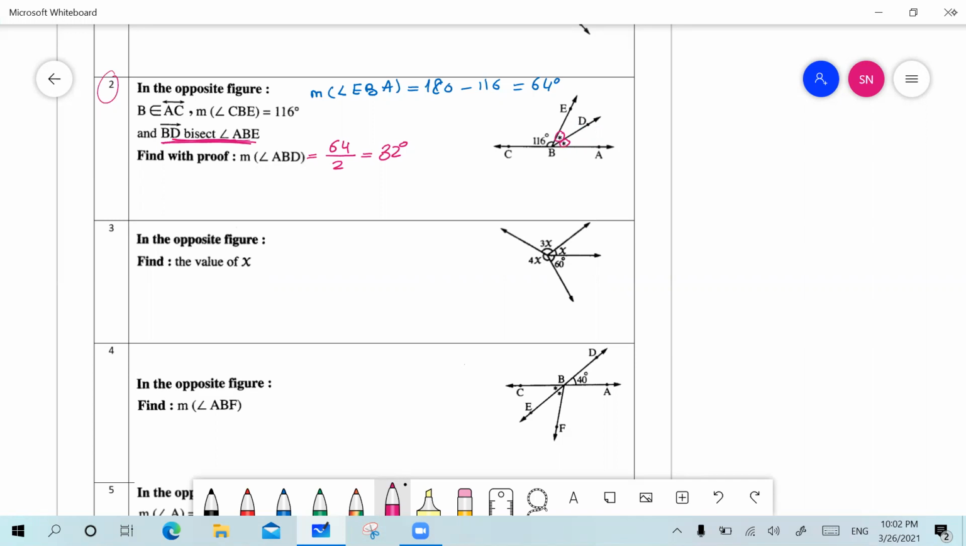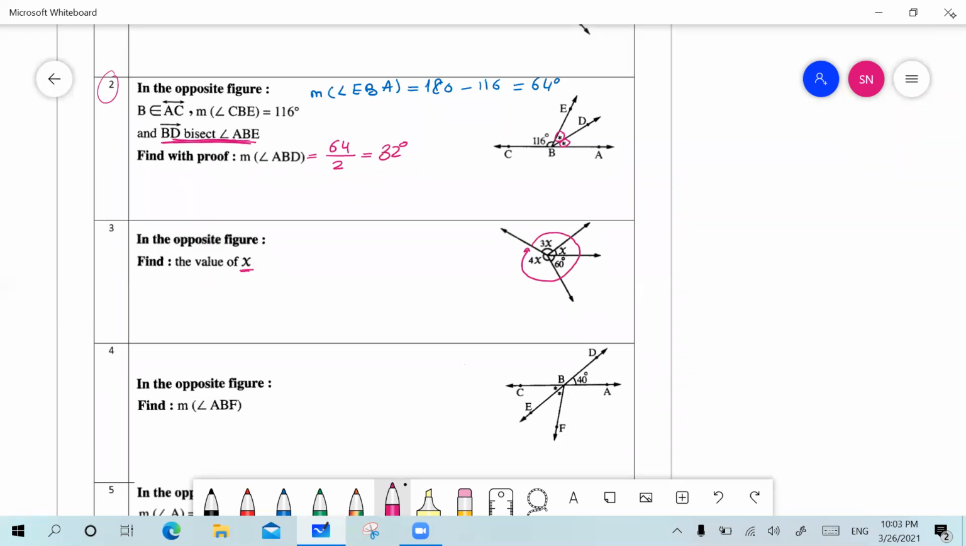Okay. Let's go for question number 3 now. I want to find the value of x. Judy? Yes. This is an accumulative angle, so 360. Exactly. All the angles are around one point, so they should sum up to give me 360. So we're going to do 360 minus 60.